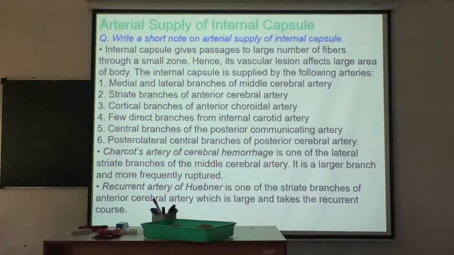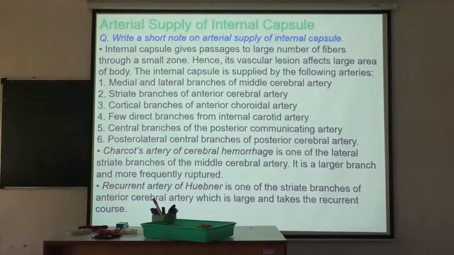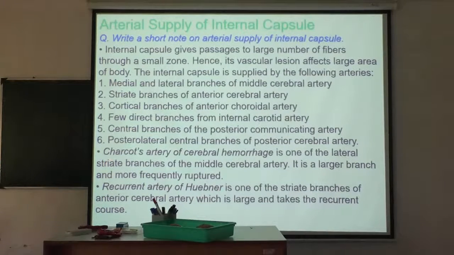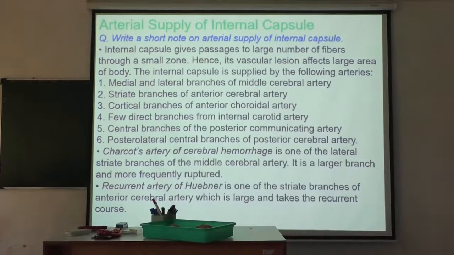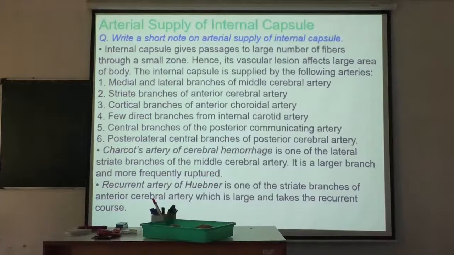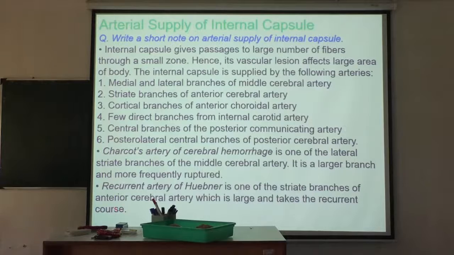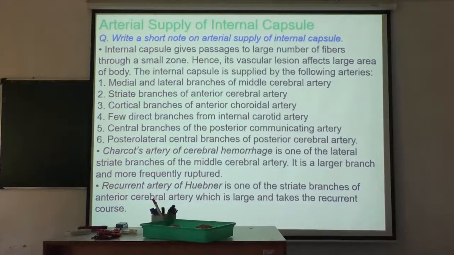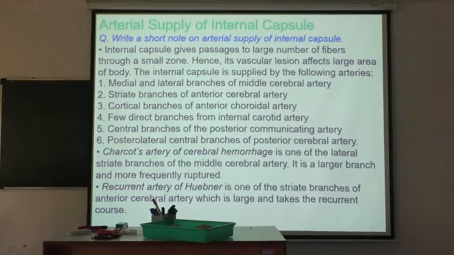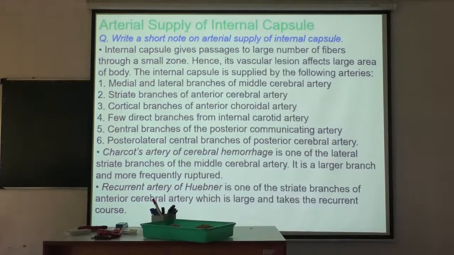Charcot's artery of cerebral hemorrhage is one, another is the recurrent artery of Heubner. Charcot's artery of cerebral hemorrhage is one of the larger striate branches of the middle cerebral artery. It is the larger branch and more frequently ruptured. The recurrent artery of Heubner is one of the striate branches of the anterior cerebral artery, which is large and takes a recurrent course. That's why it is named the recurrent artery of Heubner.